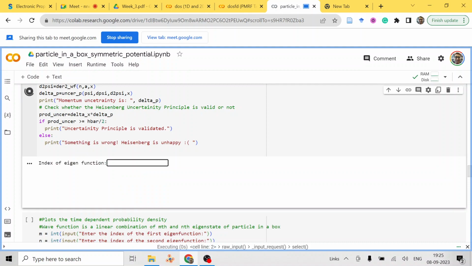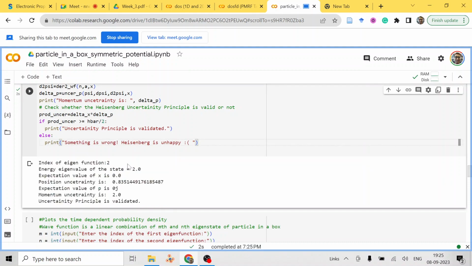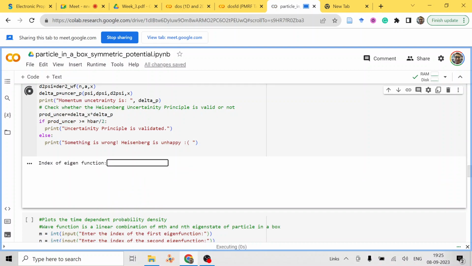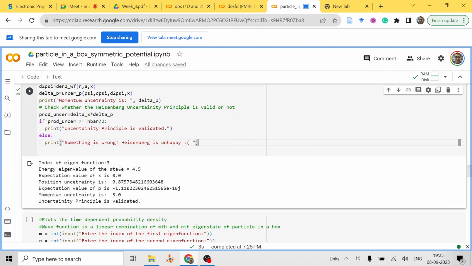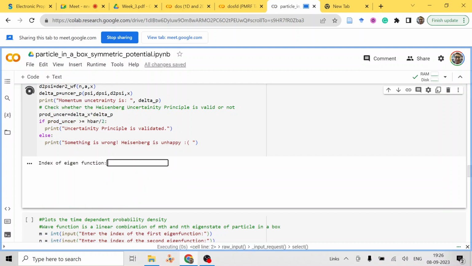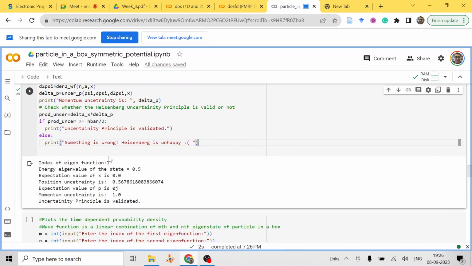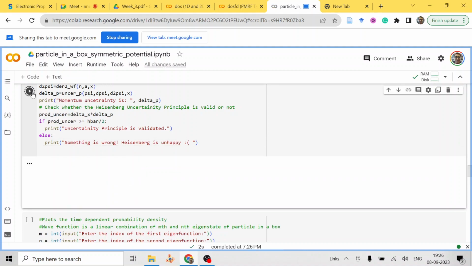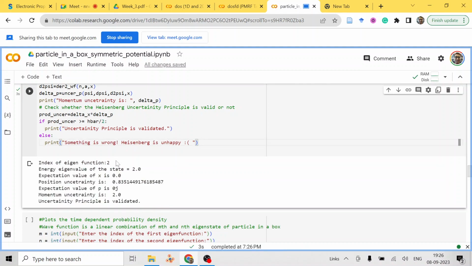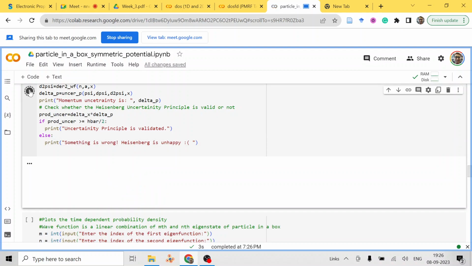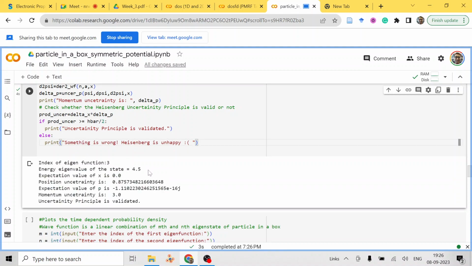Okay, we can now check this for n equals 2. Again we are getting 0 value. Again the momentum and the expectation value are the same. The uncertainty principle is still validated, and okay, I should have taken 4.5. Here you can see that for 1 it was 0.5, and we know that it goes by n squared, so the next value will be 4 times this, and the next will be 9 times half, which is 4.5. Energy state is 4.5, and everything else is also validated.